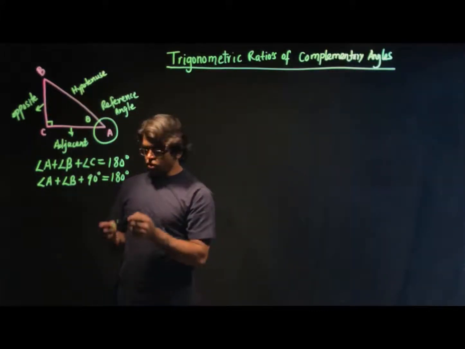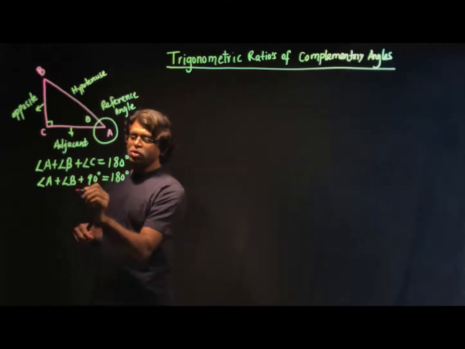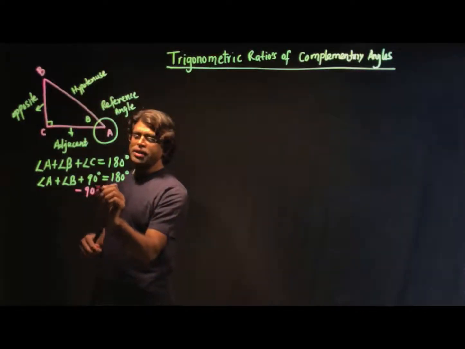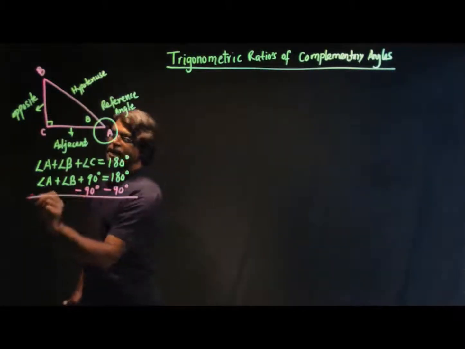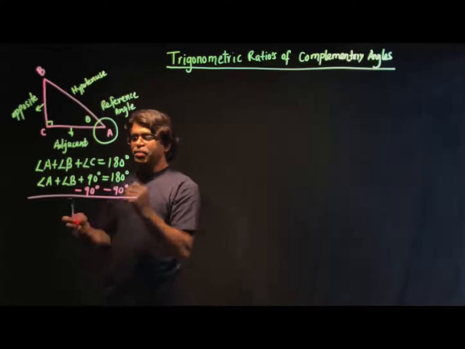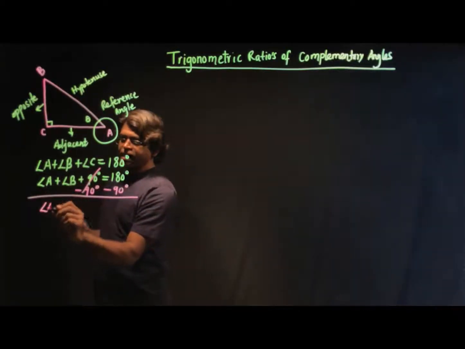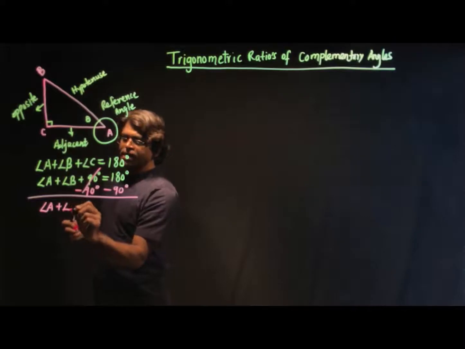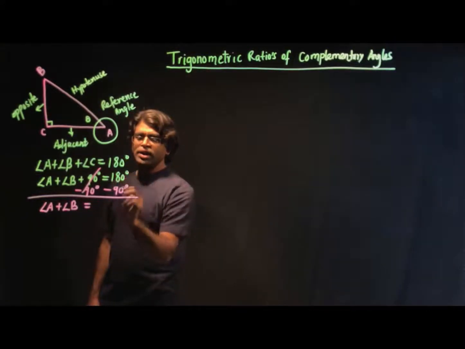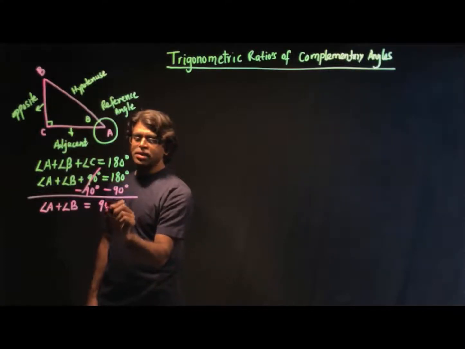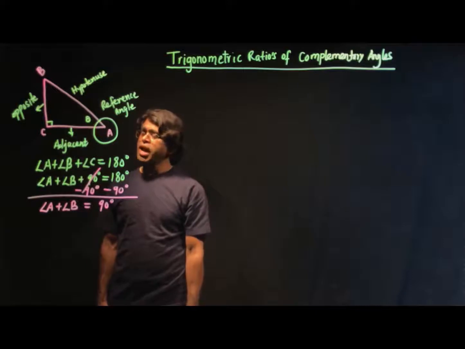degrees. So in order to find the value of A plus B, I'm going to subtract 90 degrees from both sides. If I subtract 90 degrees from both sides, this will be cancelled out. And on my left hand side, I have angle A plus angle B, that is equal to 180 minus 90, which is 90 degrees. Alright?